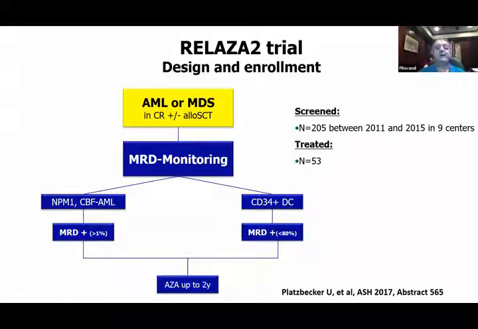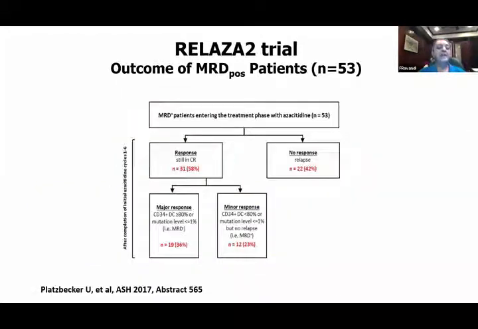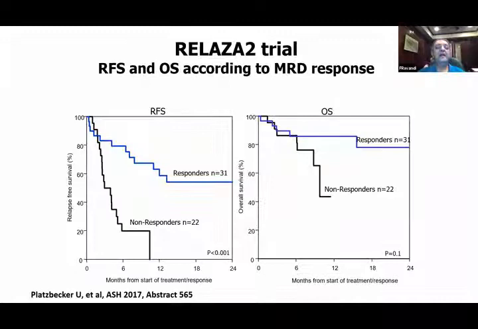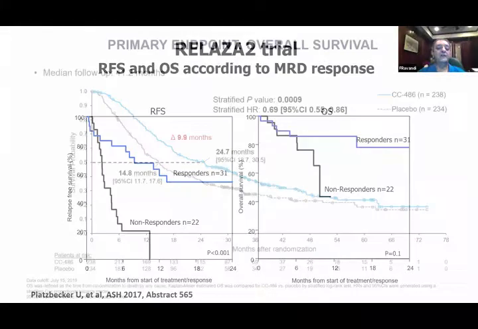Other ways, as I mentioned, are hypomethylating agents. This study from Uwe Platzbecker in Germany used MRD and used azacitidine to try to clear MRD. They showed that using azacitidine, they could clear MRD in about 58% of the patients they were treating. 42% of patients did not clear, and you can see the patients they did clear did better than the patients they did not in terms of relapse-free and overall survival.